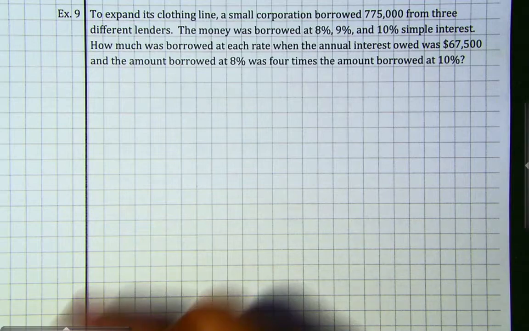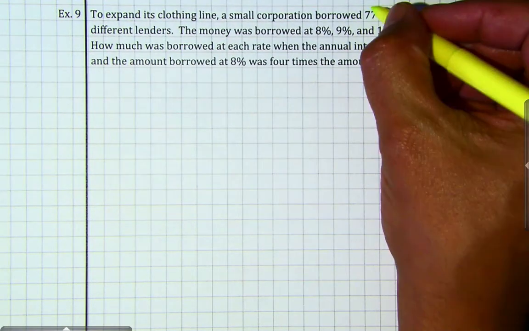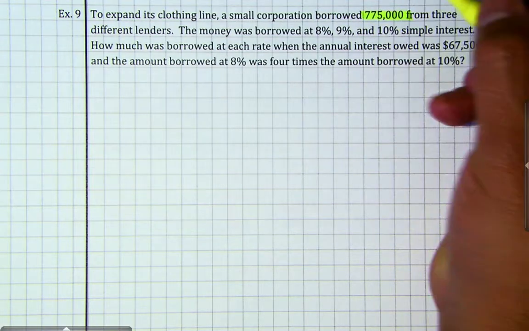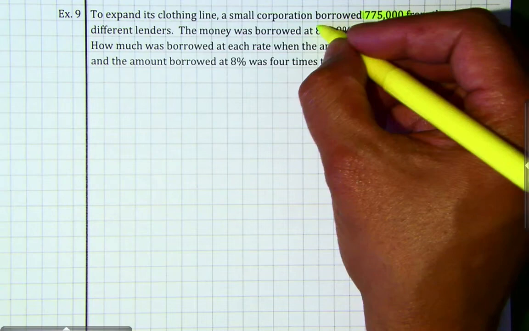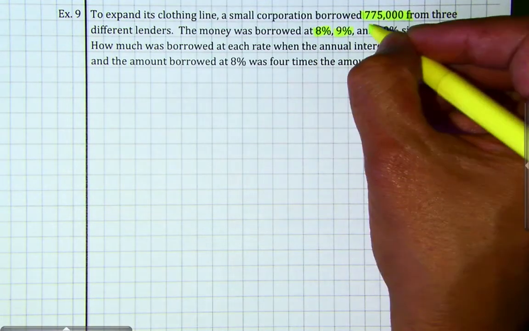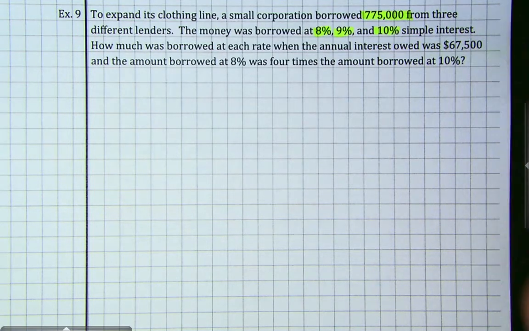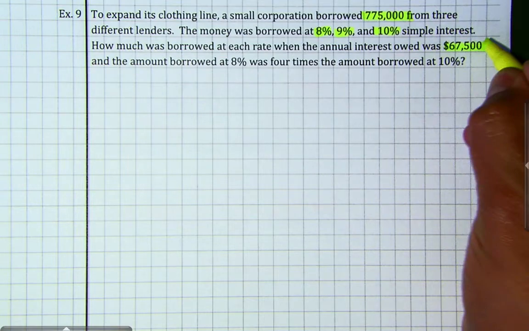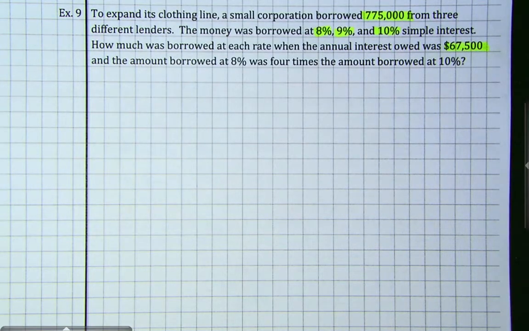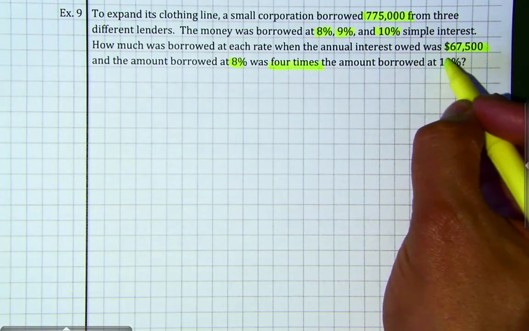So at this point you have your 3 equations set up. To expand its clothing line, a small corporation borrows $775,000 from 3 different lenders. The money was 8% from the first lender, 9% from the second one, and 10% simple interest from the third one. How much was borrowed at each rate when the annual interest owed was a total of $6,705, and the amount borrowed at 8% was 4 times the amount borrowed at 10%.